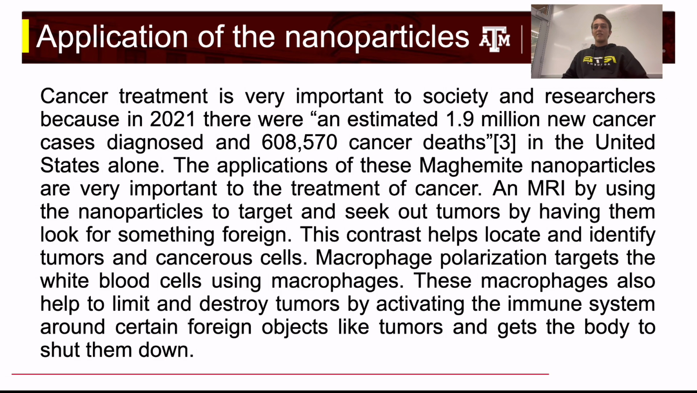The application of these maghemite nanoparticles is very important to the treatment of cancer and MRI, by using the nanoparticles to target and seek out tumors by having them look for something foreign. This contrast helps locate and identify tumors and cancerous cells. Macrophage polarization targets the white blood cells using macrophages. These macrophages also help to limit and destroy tumors by activating the immune system around certain foreign objects like tumors and getting the body to shut them down.